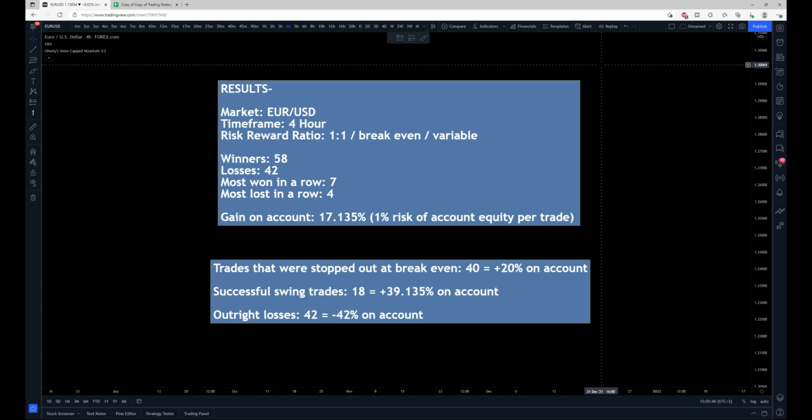Now, this was tested on euro against the US dollar 4-hour time frame using a 1-to-1 risk reward ratio where the stop is moved to break even at that 1-to-1 target. Half the position is closed and then the other half is let run until the close signal occurs. There were 58 winners and 42 losses. The most won in a row was 7 and the most lost in a row was 4. The gain on the account was 17.135% if risking 1% of the account equity per trade.